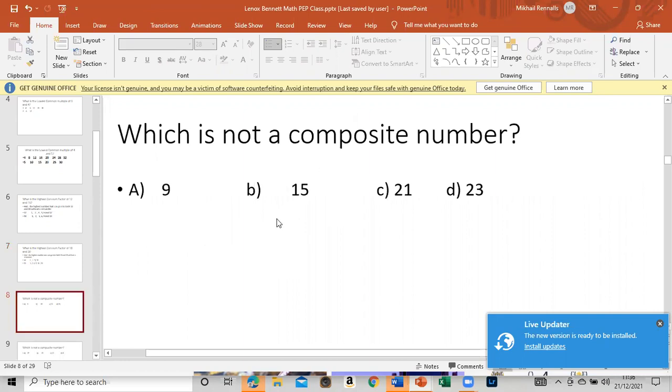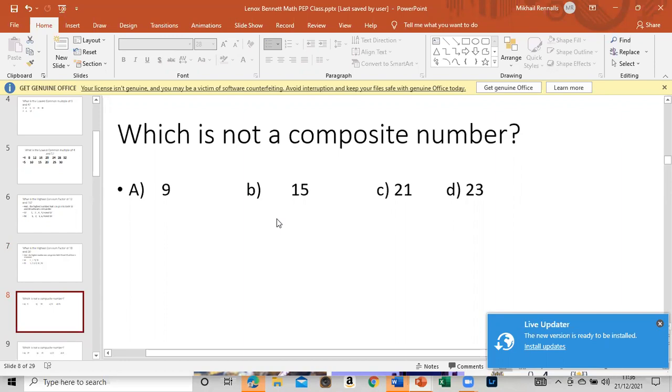Which is not a composite number? 21. 23. All right, so someone says 21 and someone says 23. Let us see which really is not a composite number. First, we need to define what is a composite number. By definition, what is a composite number?